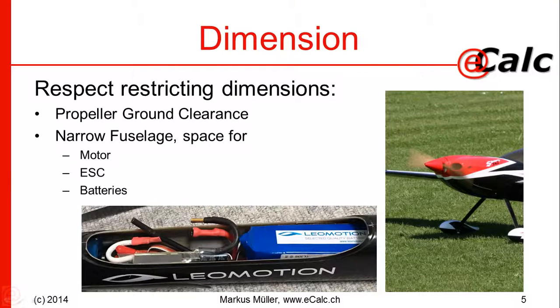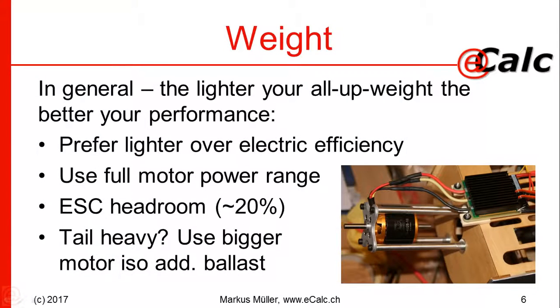Then the dimensions might be also a restriction to you, like the propeller ground clearance or narrow fuselage bodies. As a general rule regarding weight, the lighter your all-up weight is, the better your performance gets. So I generally prefer lighter motors over bigger but more efficient motors, because the additional weight of the bigger and more efficient motors will hamper the overall performance of the aircraft.